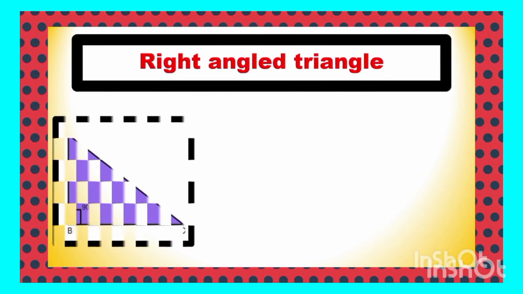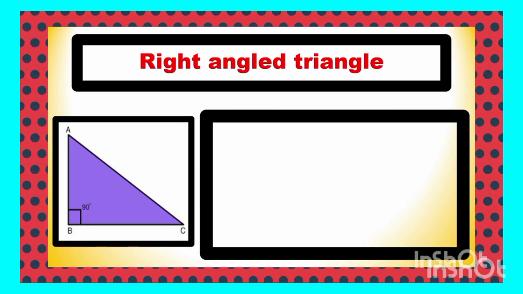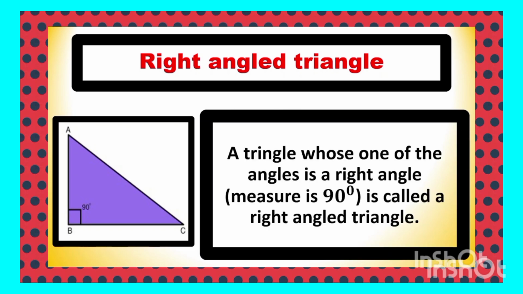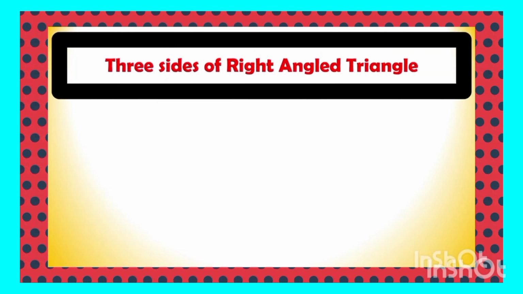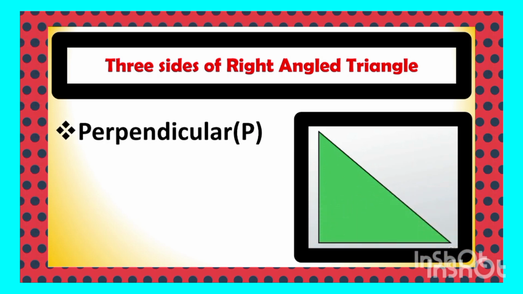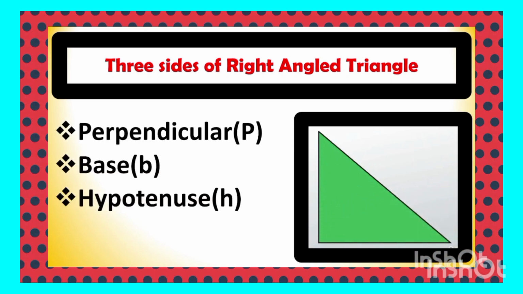Before the study, what is a right angle triangle? All of you know, a triangle in which one of the angles is a right angle, or equal to 90 degrees, is called a right angle triangle. It has three sides: perpendicular, base and hypotenuse. And you know, the hypotenuse is the longest side.